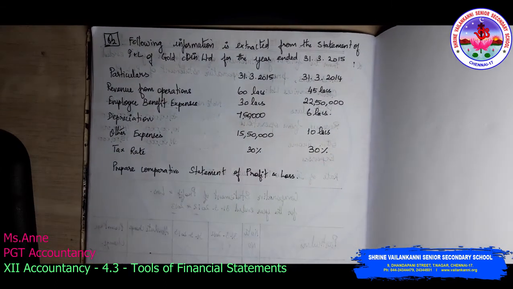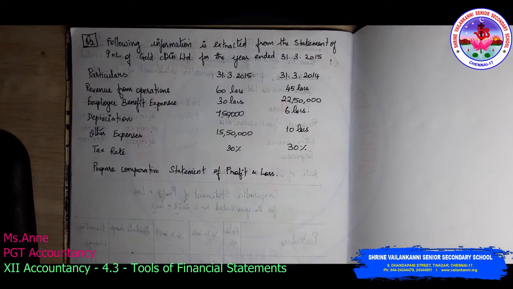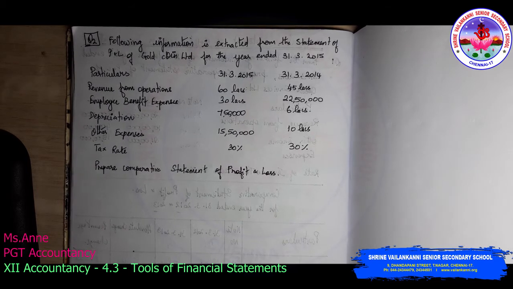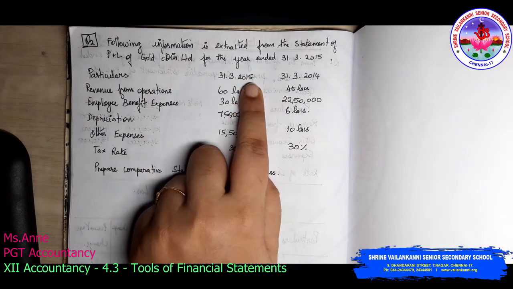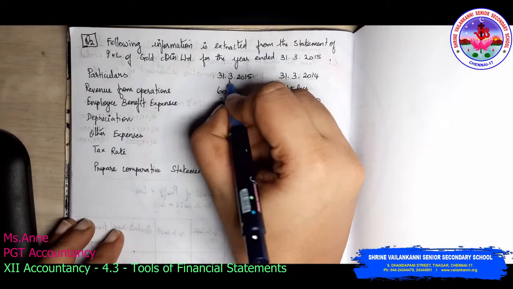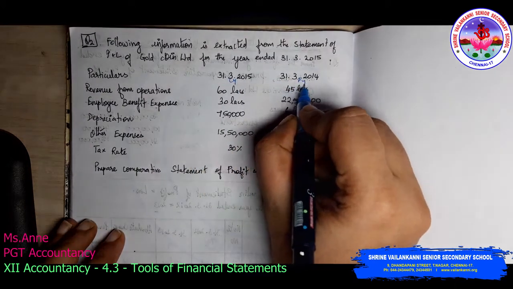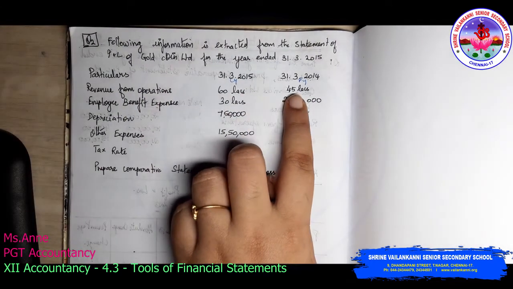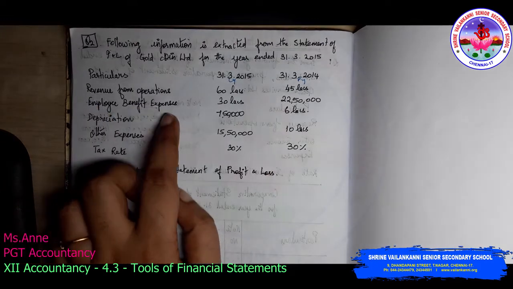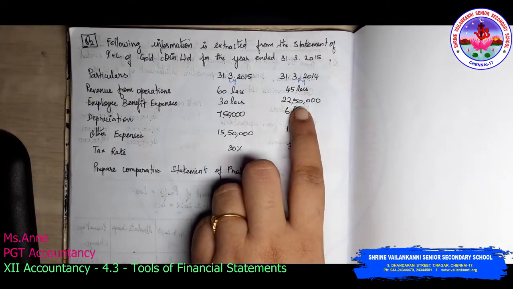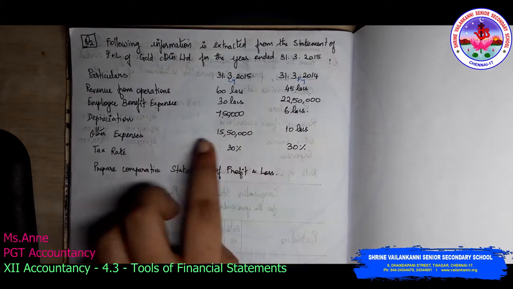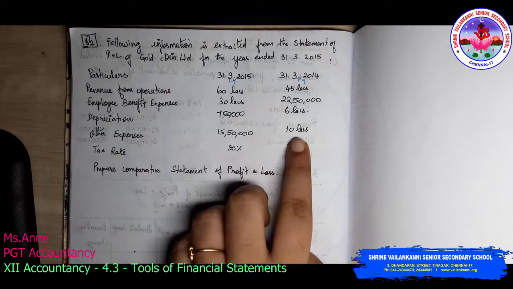The following information is extracted from the statement of profit and loss of Gold Coin Limited for the year ended 31/3/2015. Particulars: 31/3/2015, which is the current year, and 2014, which is the previous year, is given. Revenue from operations is 60 lakhs, 45 lakhs. Employee benefit expenses 30 lakhs and 22 lakhs 50,000. Depreciation 7 lakh 50,000 and 6 lakhs. Other expenses 15 lakh 50,000, 10 lakhs.